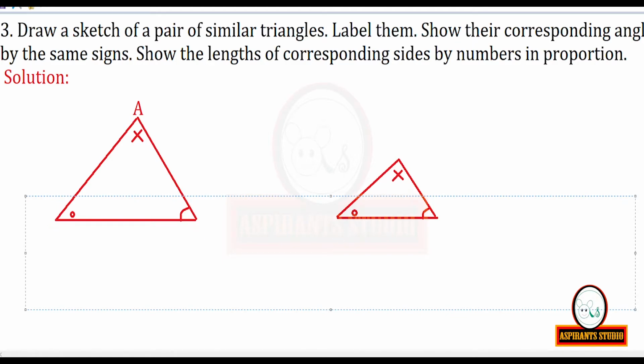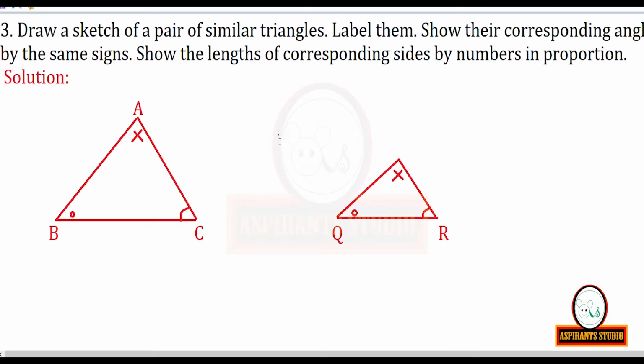So I marked congruent angles. Similar triangles will be having the pairs of congruent angles. So I mark the congruent angles in the two similar triangles. I will label the triangles as ABC and PQR. The corresponding angles are shown by similar signs because they are congruent.